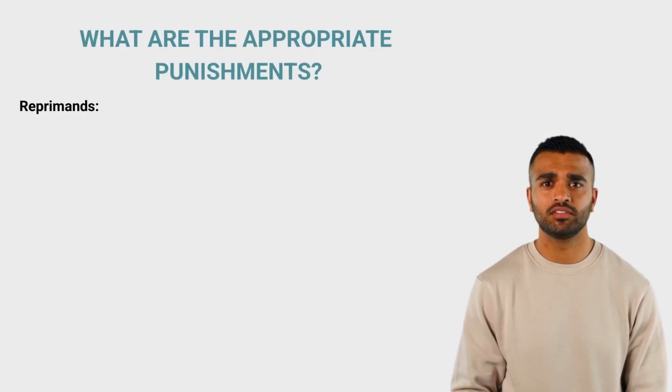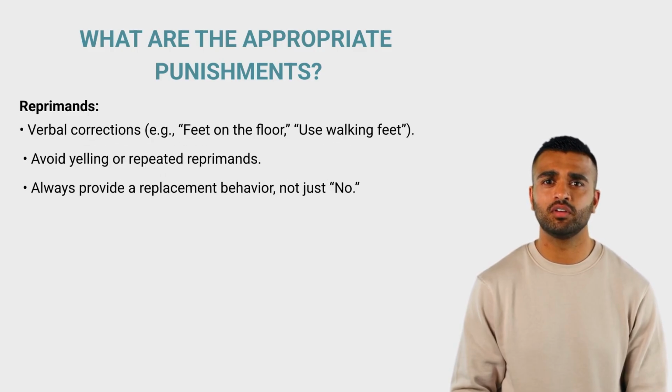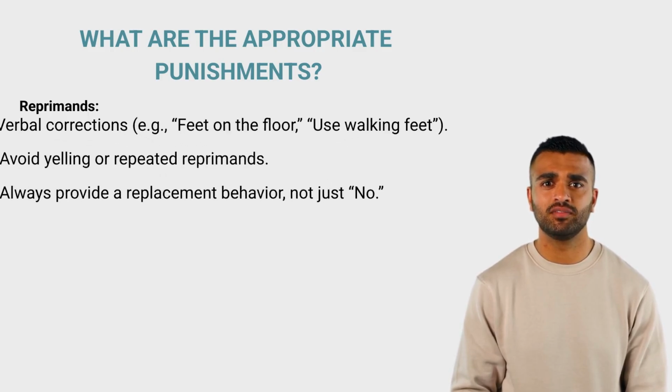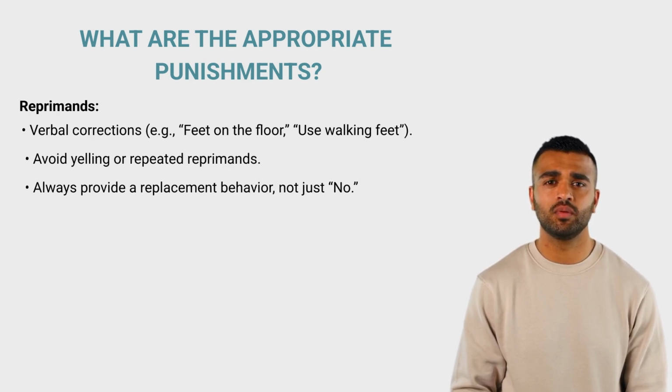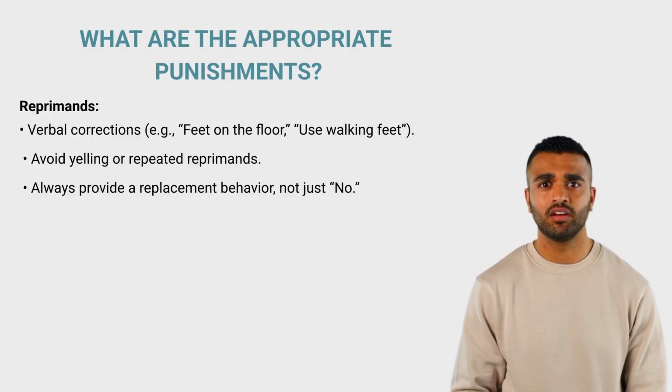Reprimands. Reprimands are typically vocal punishment, such as telling a child no or raising your voice. These should be used with caution because for learners whose function of behavior is attention-seeking, a reprimand can be reinforcing rather than punishing. Example is using verbal correction. When a learner is jumping on a table, we will say feet on the floor, or tables are for sitting. When a learner is running, we will say we use walking feet, instead of saying no, don't do that.